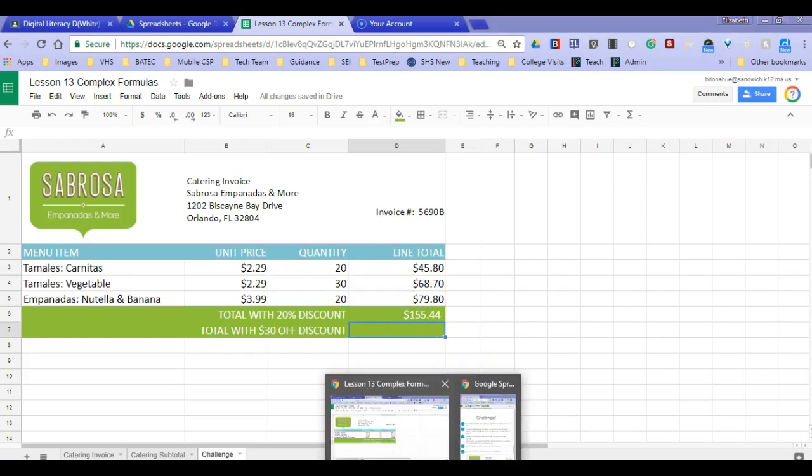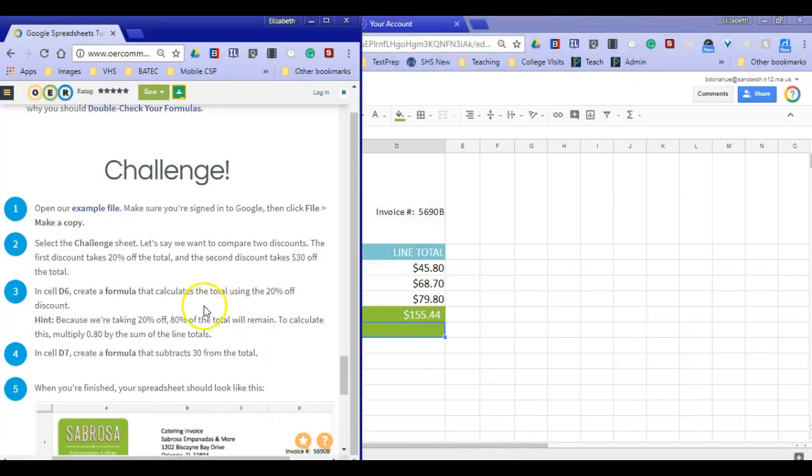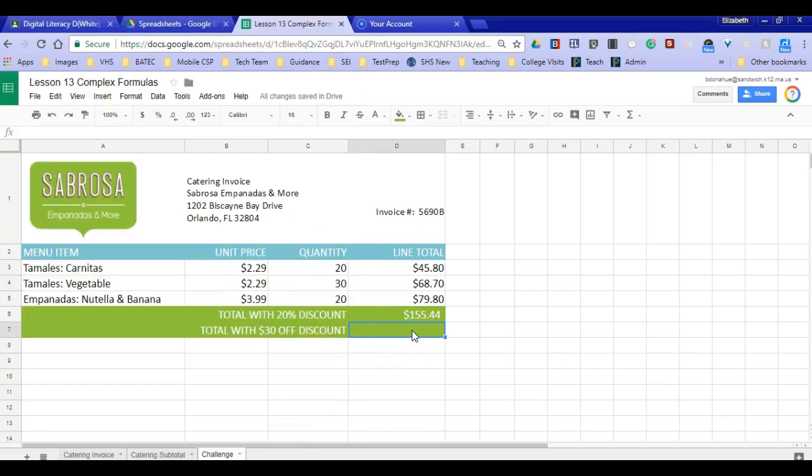So now I'll go back to my directions, and so I've done that one, and so now in cell D7, create a formula that subtracts 30 from the total. So I still have to get the total, so I'm going to come back here, I'm going to go back to my sum, and this time I didn't type the equal sign, but do you notice it put it in for me anyway? So that's perfect. So I'm going to add up these three together, and then this time I'm going to subtract the 30 because I'm just taking $30 off. This one's a much easier one to figure out.